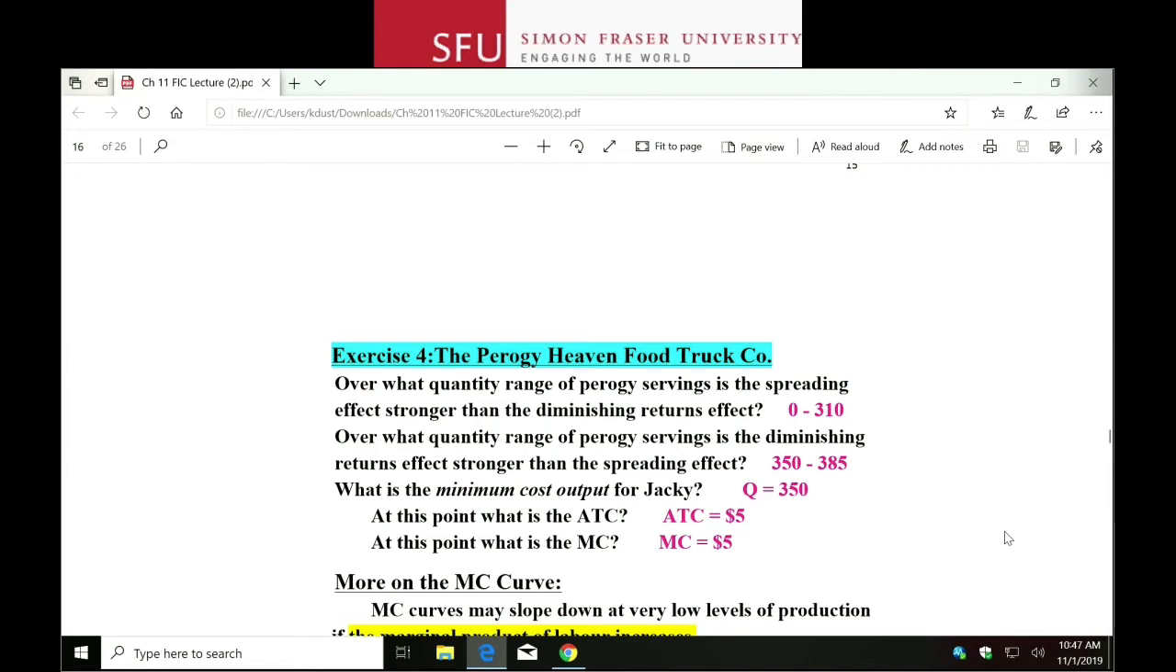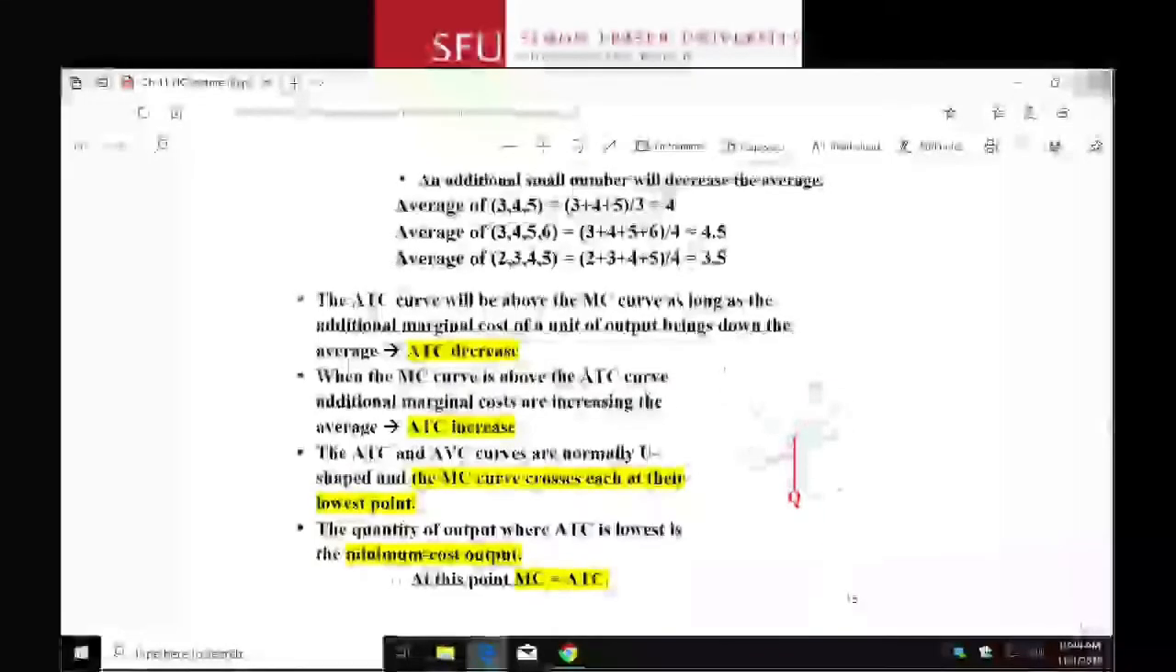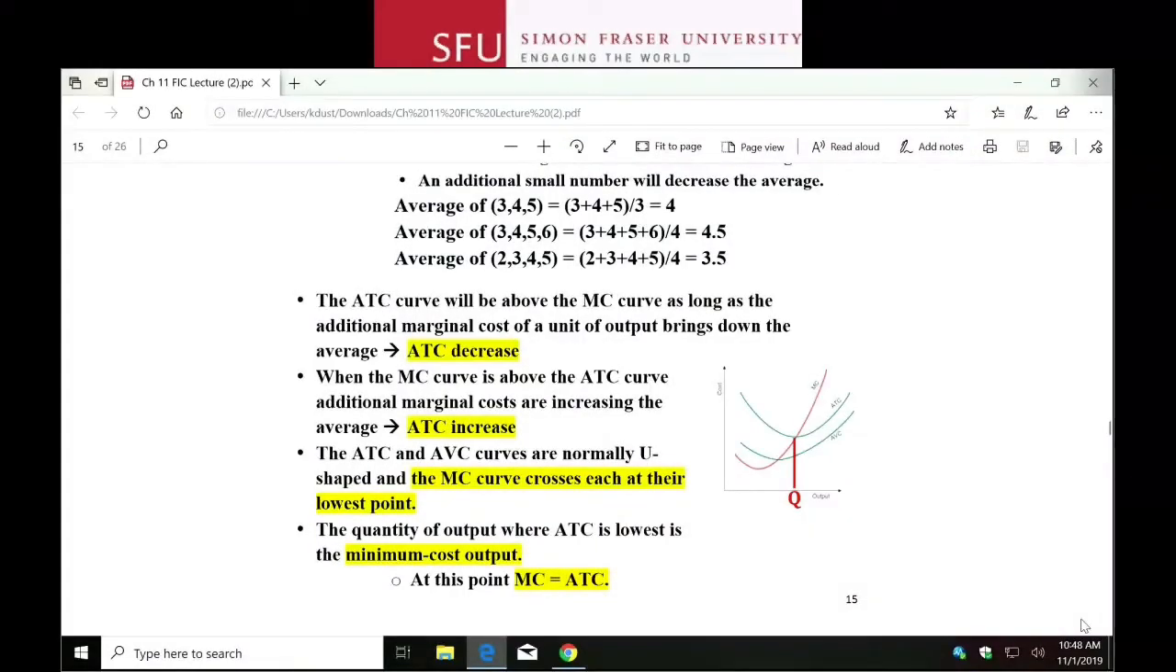Okay, all right, so now what we're going to talk about is that little dip in the MC and AVC curve. So we saw that in the chair example, and then you can see it in the diagram here as well, that the average variable and the marginal costs are actually going down first, and then they start to go up. Okay, so that's a little bit different than most of the diagrams that we've looked at so far where the marginal cost just goes up. This is actually more realistic.